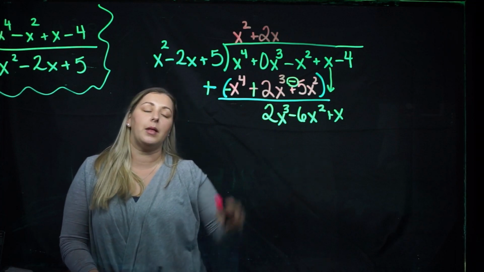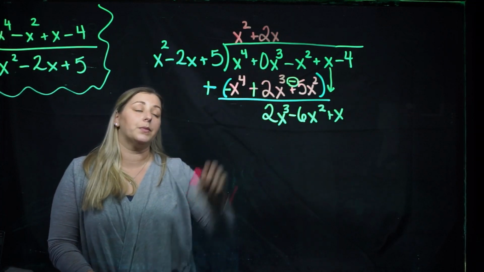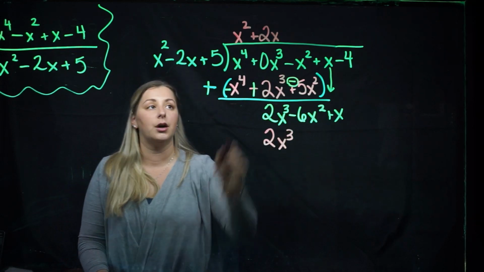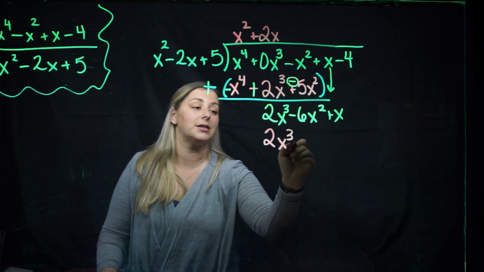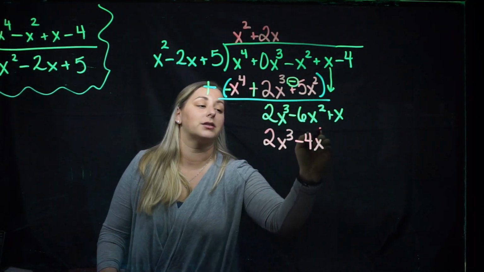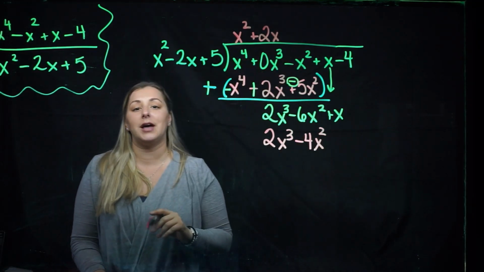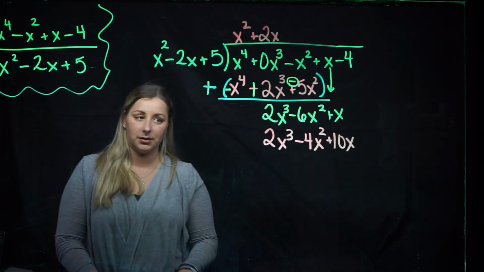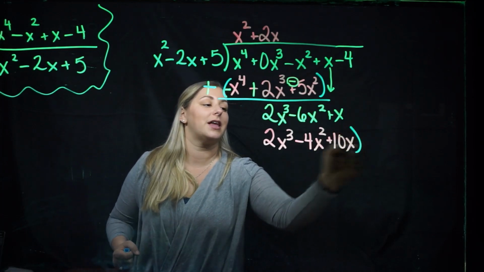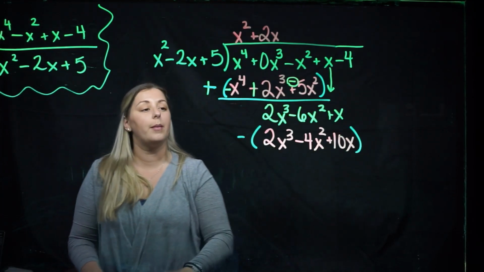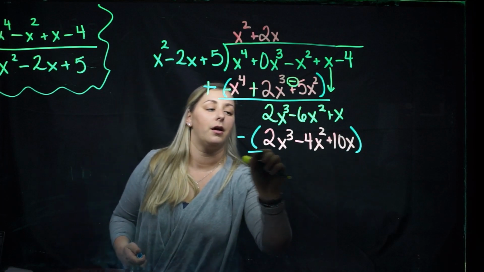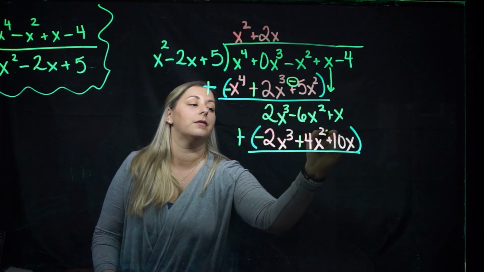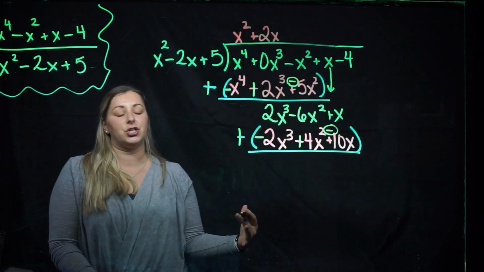And then you want to back multiply. 2x times x squared is 2x cubed. 2x times negative 2x is negative 4x squared. And 2x times 5 is 10x. We then want to go ahead and subtract that entire polynomial out, which remember you are then distributing out that negative sign. Positive, negative, positive, negative, okay? And then you're going to add straight down.